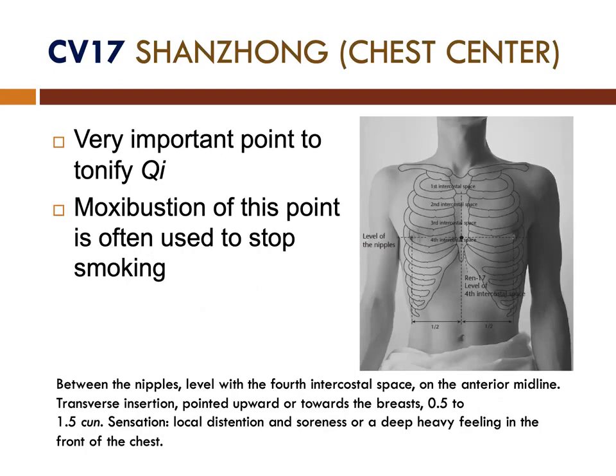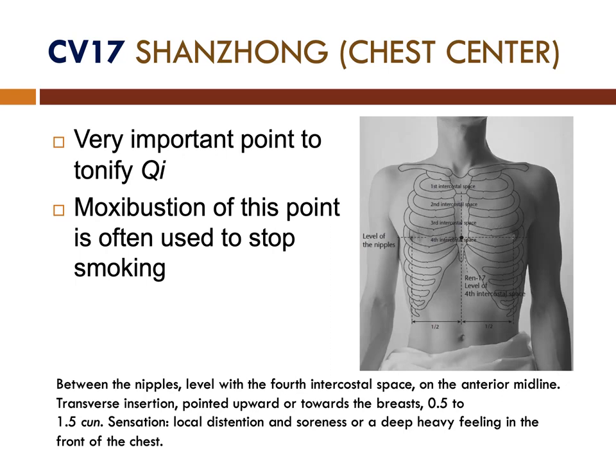So for the first point that we use, CV17. It is a very important point to tonify chi. Moxibustion on this point is often used to stop smoking.